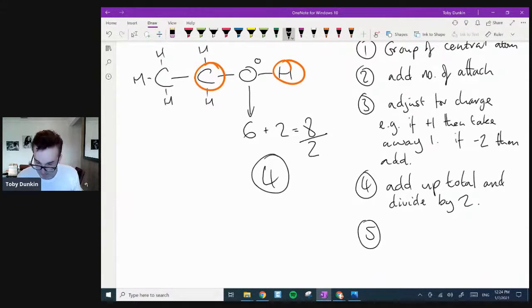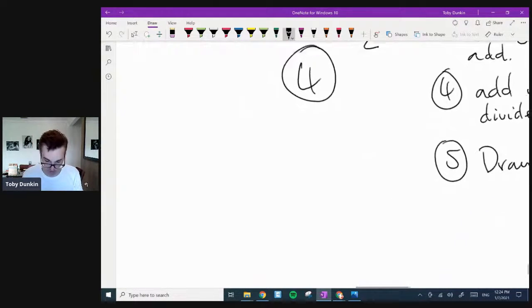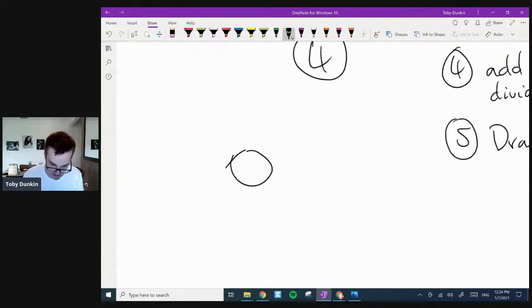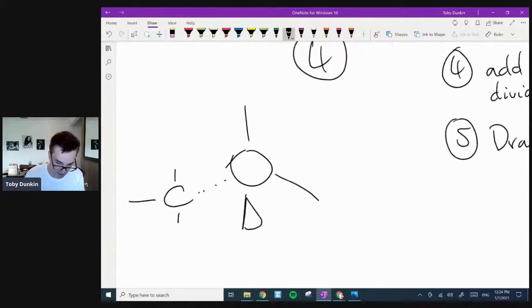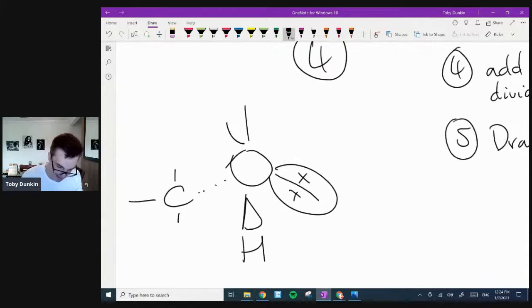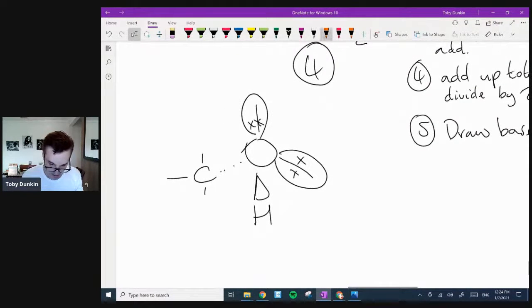Step number 5, draw base shape. So the base shape for 4 is tetrahedral. Oxygen in the center. 1, 2, 3, 4. Add on your atoms. I had carbon here going off on the rest of ethanol. Then had the hydrogen here. There's a lone pair, and there's a lone pair. So this is bent. The shape here is bent. Bond angles 104.5.